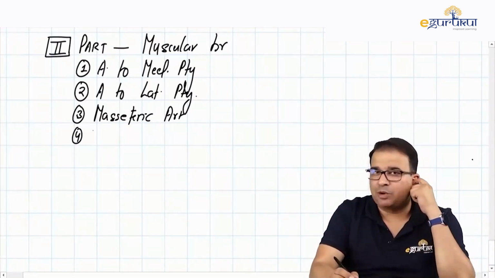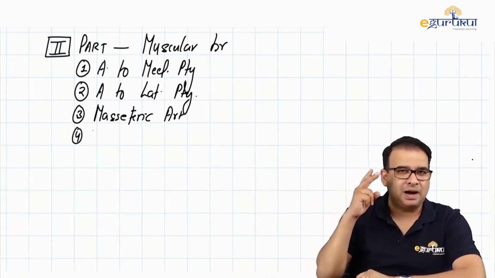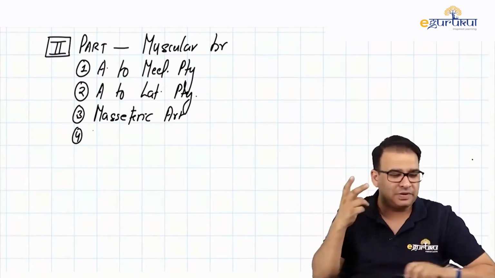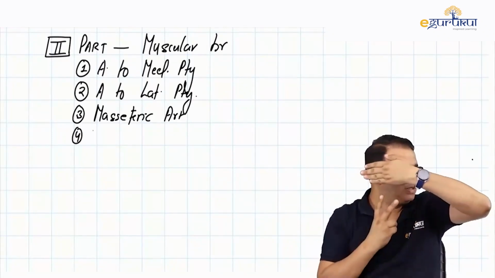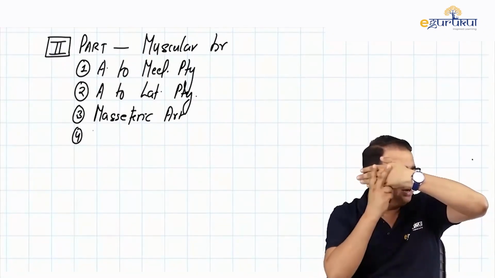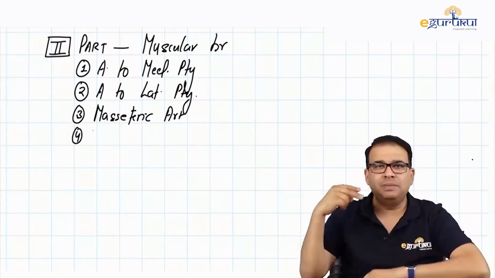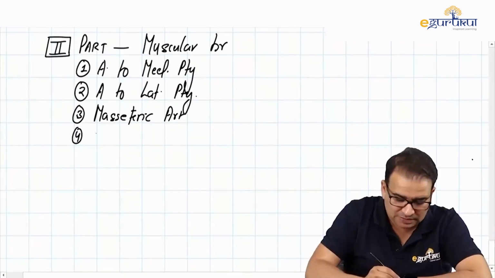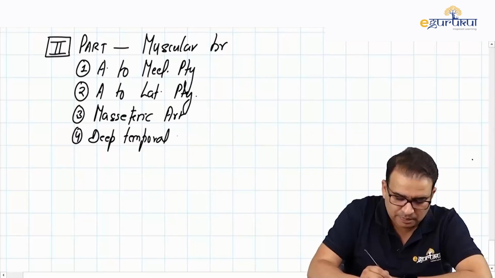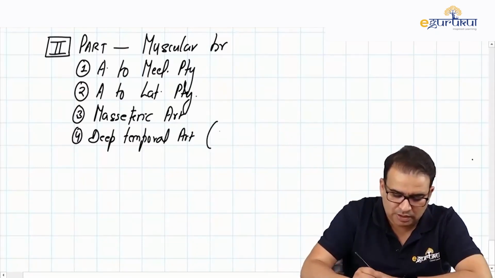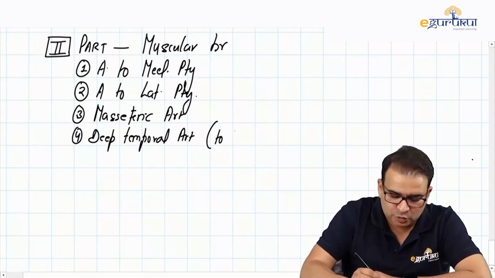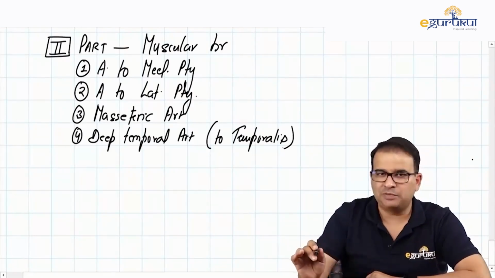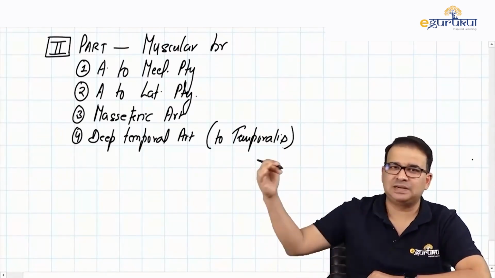The artery which supplies the temporalis muscle. See, temporalis muscle is supplied by the arteries not from the outer surface but from the inner surface. If this is my temporalis muscle, you will see the branches of maxillary artery not present outside but on the inside here. So we call them deep temporal arteries, supplying temporalis muscle. Deep temporal artery to which muscle? To temporalis. So we got all the muscles of mastication covered: medial pterygoid, lateral pterygoid, masseter and temporalis.